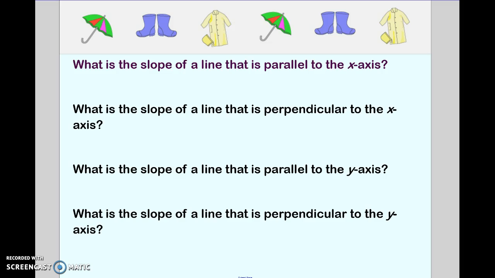What is the slope of a line that's parallel to the x-axis? Well, let's look. If we have our graph, and here's my x-axis, here's my y-axis. So let's say I have a line that is parallel to the x-axis. So it's going to run like this. Well, we know the slope of a horizontal line is 0. And if they're parallel, they're the same, so therefore it is also 0.